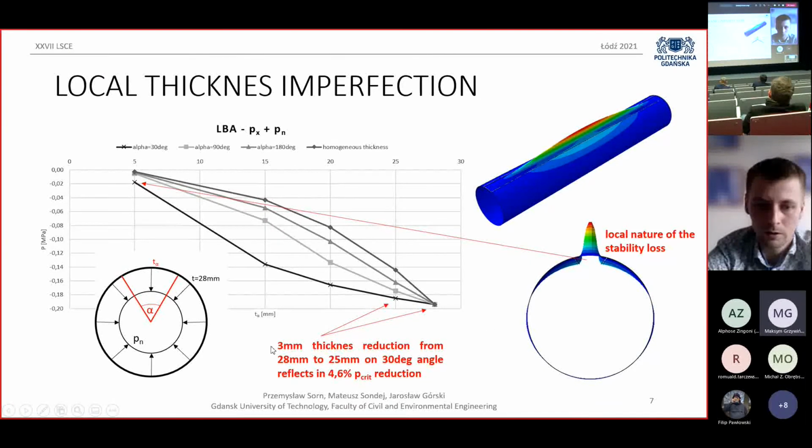It is important to say that the reduction of thickness by 3 millimeters, from 28 to 25 millimeters, on the 30 degrees angle results in a 4.6% reduction of critical pressure. So this is between this point and this point. Also, at some point when the reduction of thickness is very significant, the nature of the bifurcation on the eigenvalue takes a local nature. So we lose stability only locally.